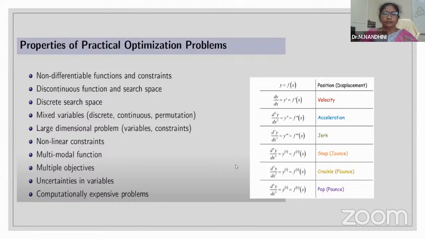If it is differentiable, then you get a smooth curve, a smooth movement of the data position. But if it is not differentiable, it gives you a straight line structure. Finding the optimal value in a straight line structure is totally different from finding the optimal in a curved structure. So the optimization algorithm you plan for a non-differentiable function is different from that for a differentiable function. Not only the function, the constraint also can be non-differentiable or differentiable, so there is variation in terms of constraints and functions.